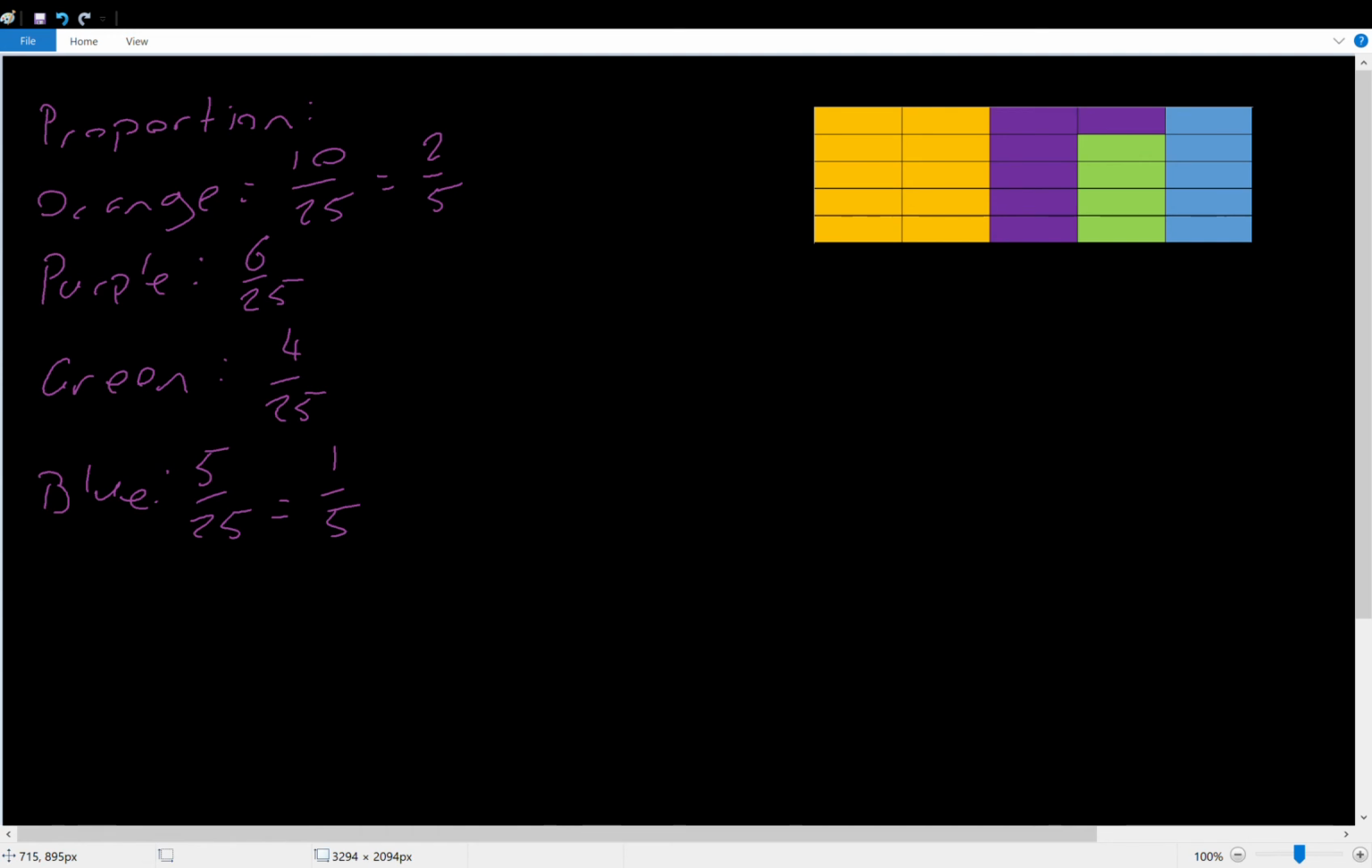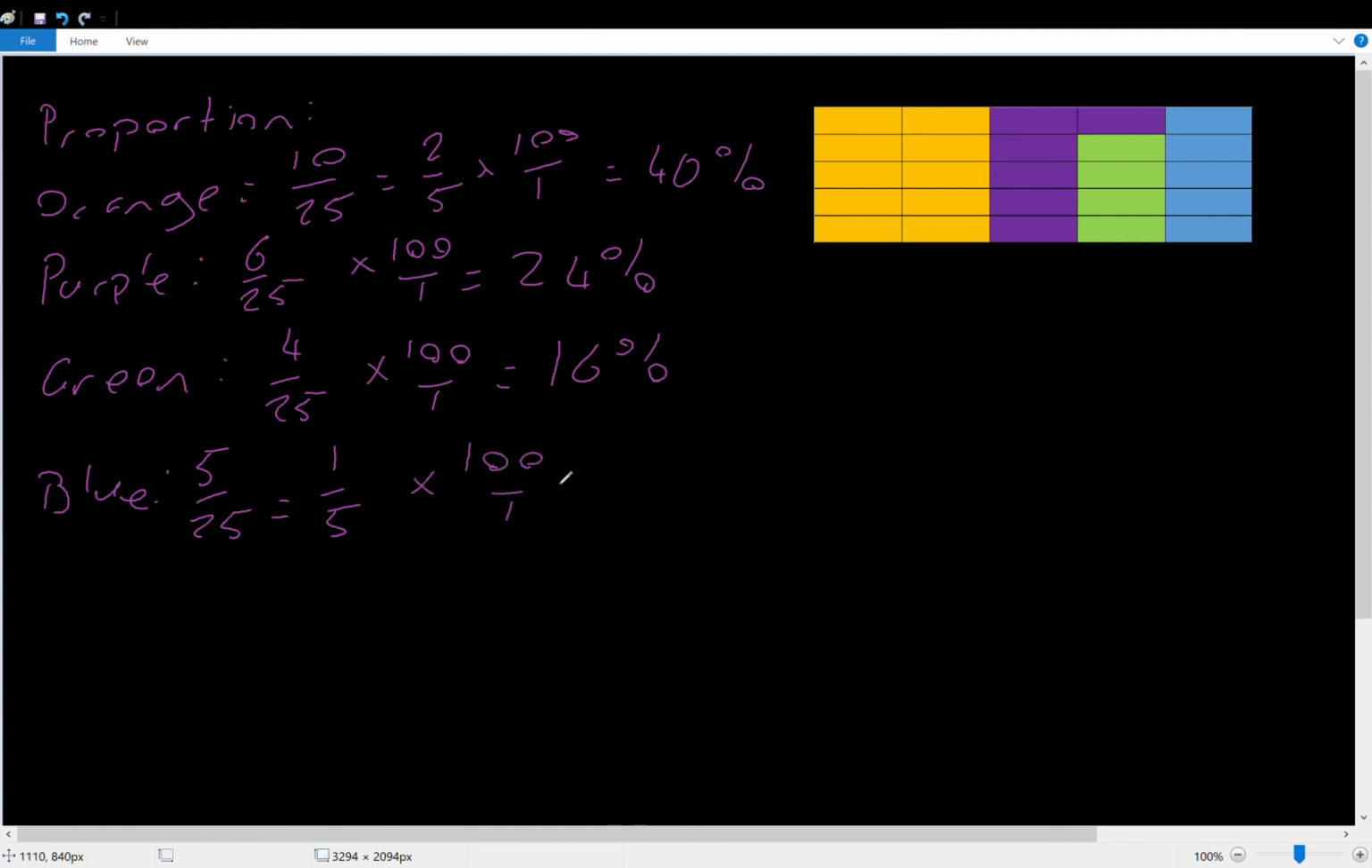The way you convert a fraction to a percentage is you multiply it by 100/1. So 2/5 times 100/1 will give us 40%. 6/25 multiplied by 100/1 is going to give us 24%. 4/25 multiplied by 100/1 is going to give us 16%. And 1/5 multiplied by 100/1 is going to give us 20%.